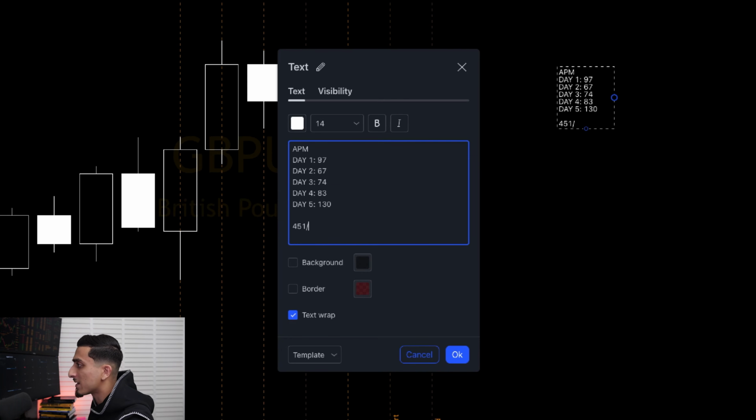So we'll divide this by the number of days, which is 5, and this will give us the APM, which will be divided by 5 as 90.2. Okay, so let's say 90. So right now our APM is 90.